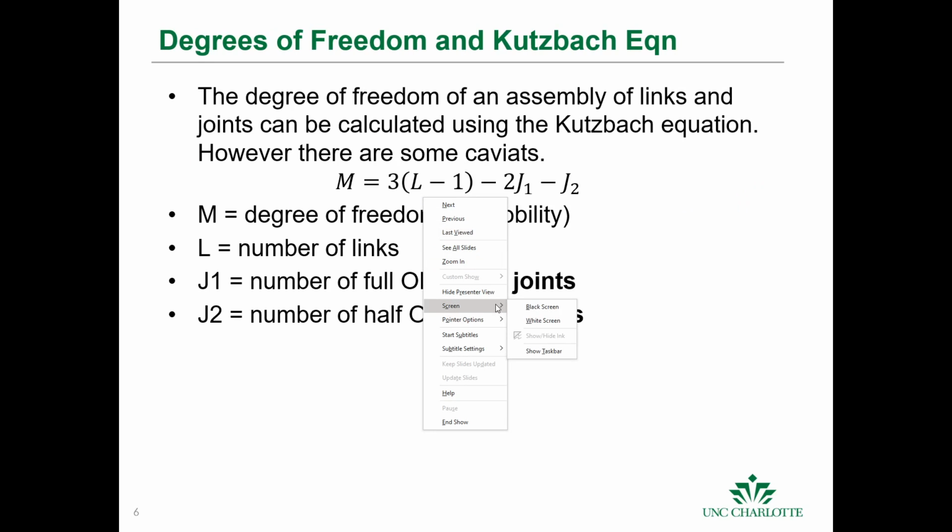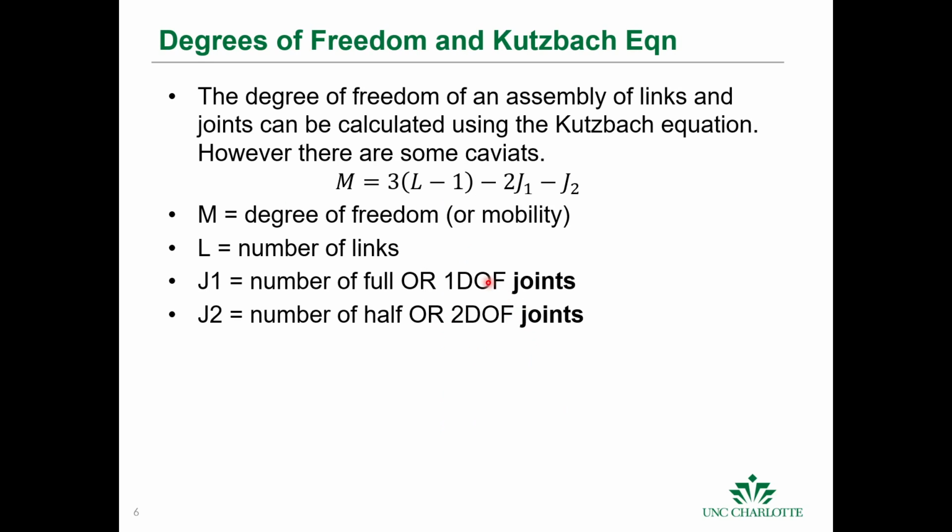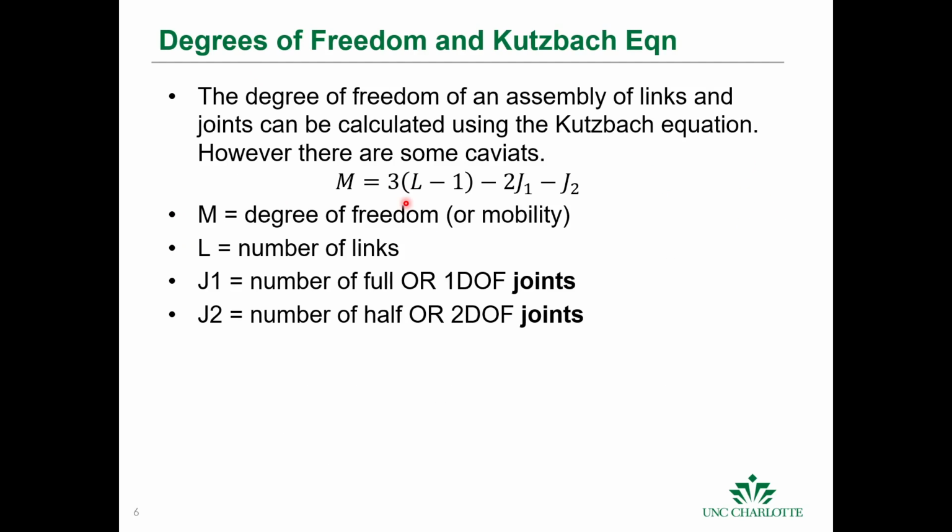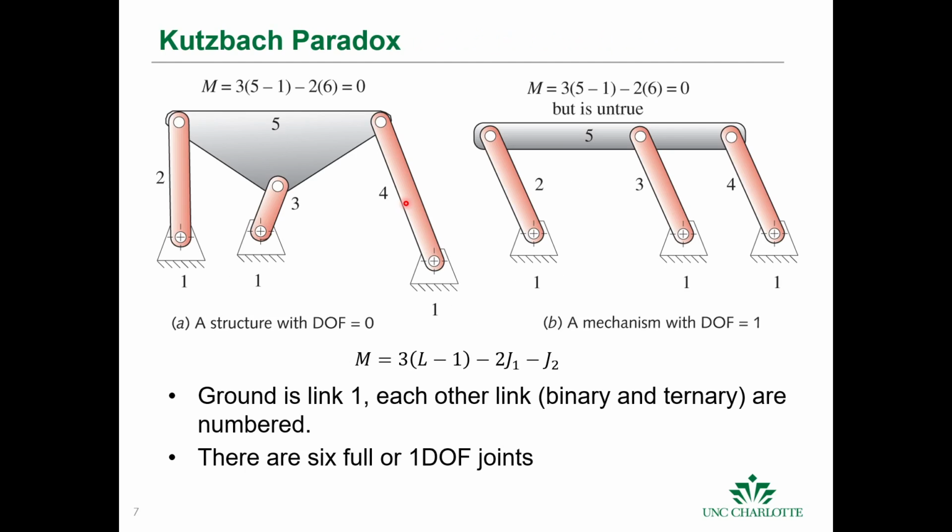So this is how we would use it. So this is the Kutzbach paradox. In this case, we have a structure that has a Kutzbach equation. Okay, so we have 3 times the number of links. Actually, it's times the number of joints. Okay, L is the number of links, so 3 times the number of links.